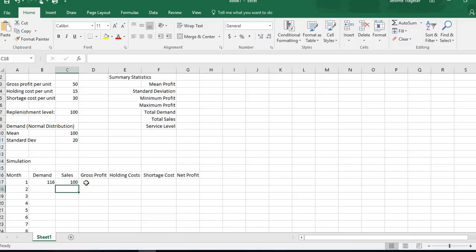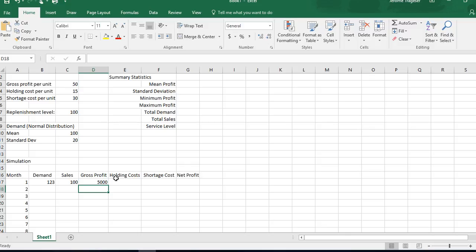Now we move over to gross profit. This is going to be what we sold, times our gross profit per unit. So it's going to equal the number of sales multiplied by our gross profit per unit. So go up here, that was the $50. Again, that's not going to change. That's an absolute cell reference. Okay.